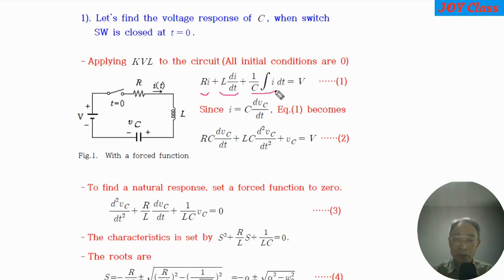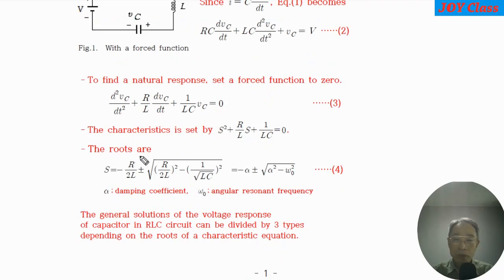the capacitance. Since the current i through the capacitor is C dVc/dt, equation 1 becomes RC dVc/dt plus LC d²Vc/dt² plus Vc equals V. To find the natural response, set the forcing function to 0. Then the characteristic equation is s² plus (R/L)s plus 1/LC equals 0.